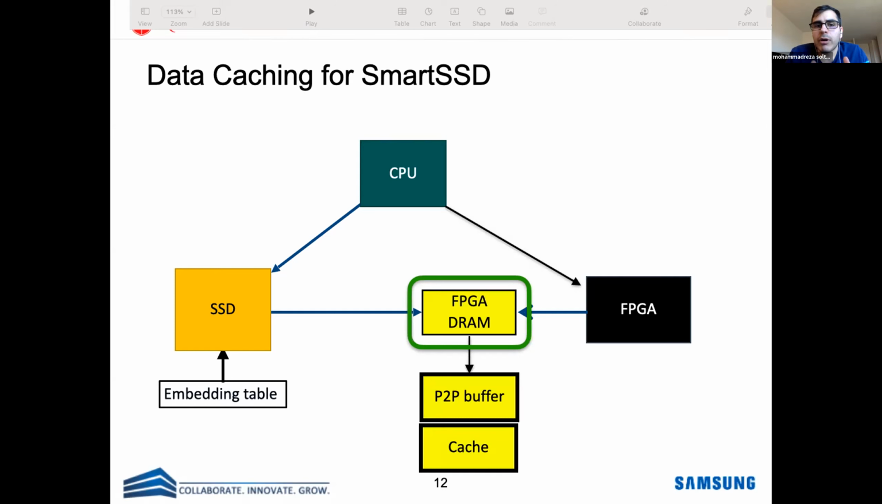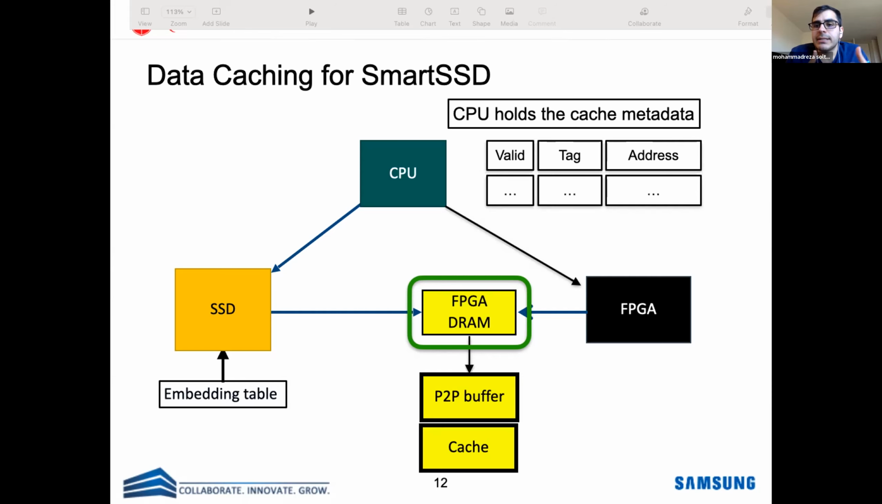But for any cache system, we also need to have some metadata in order to manage this cache. As we saw earlier, since the CPU needs to initiate all these data transfers, we dedicate the job of managing the cache to the CPU, which holds this cache metadata and manages the cache with a software-managed cache system. But the CPU also needs to send extra metadata to the FPGA to guide the FPGA to find the data, either in the peer-to-peer regions or in the cache buffer. For more details, you can read the paper.